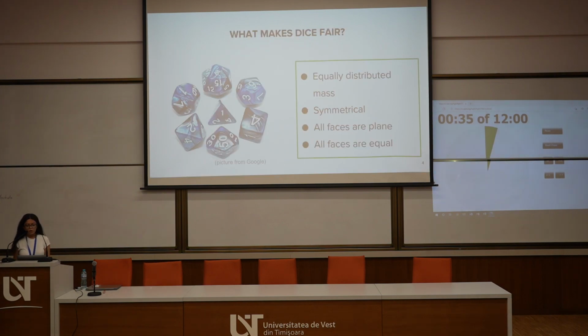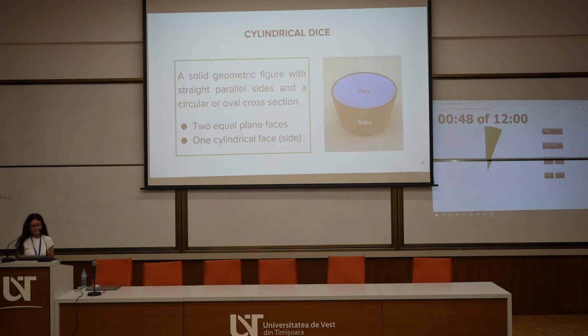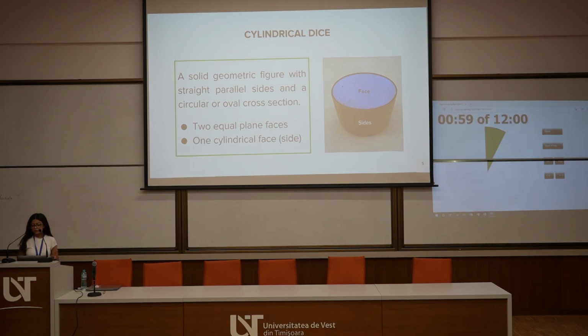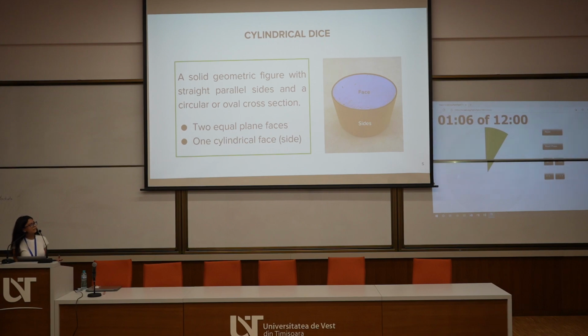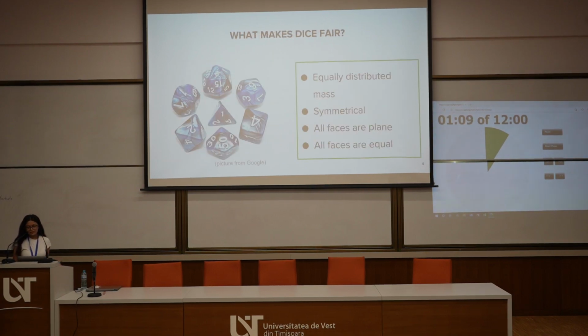First, we ask ourselves, what makes dice fair? We took some common commercial dice and observed that they normally have equally distributed mass, they are symmetrical, all their faces are plane, and all their faces are equal. However, cylindrical dice, where we define the cylinder as a solid geometrical figure with straight parallel sides and a circular or oval cross-section, have two equal plane faces, but one cylindrical face, which we will be calling side or sides. And it's pretty clear how this doesn't match up to the characteristics of the most common dice there are.